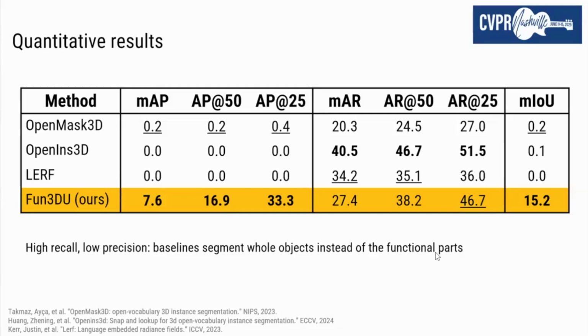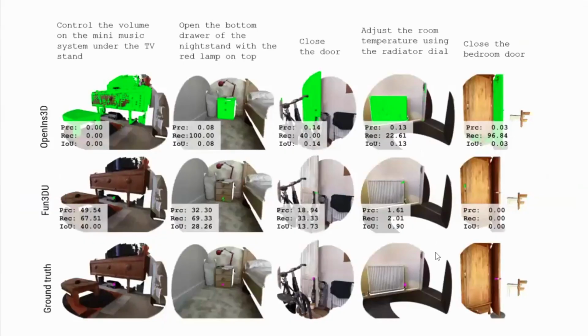So if the prompt I'm giving to, for example, OpenMask3D is "open the bottom drawer of the nightstand," it will just segment the nightstand. This is usually what happens, and we can see this quite well in the qualitative results. Now, in general, our method can be accurate enough. There are, of course, some cases of error.